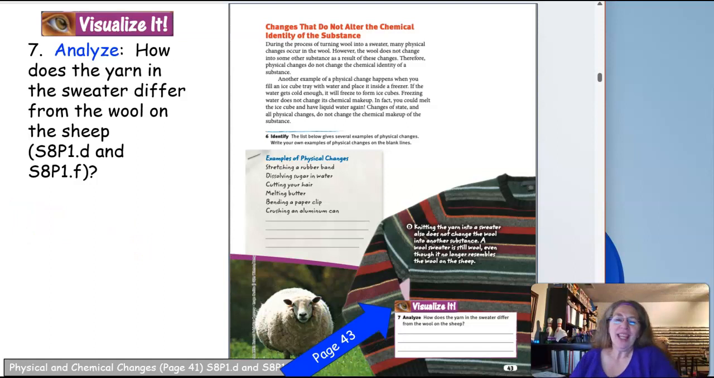Okay, number 7, a visualize it question. And they ask you to analyze, how does the yarn in a sweater differ from the wool on the sheep? So is it still wool? Is it different wool? Is it the same wool that grew on the sheep? That's the question. Does the wool change identity?